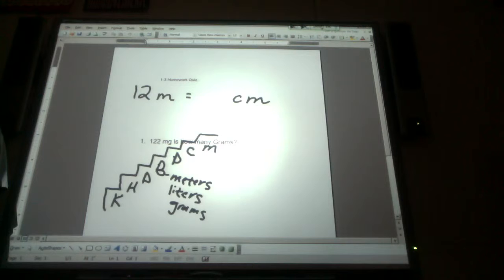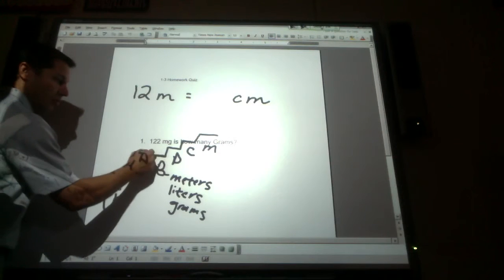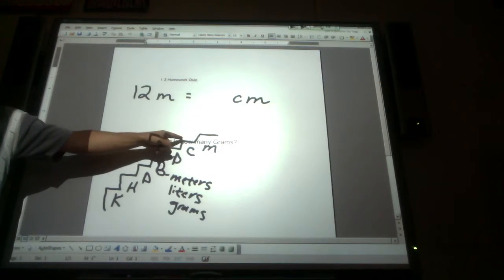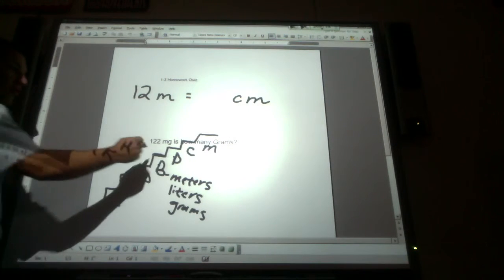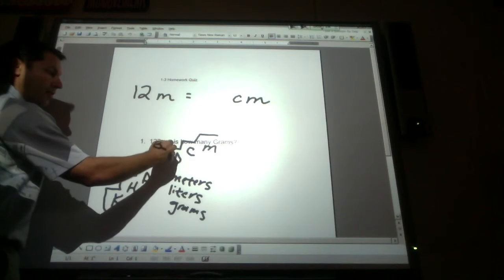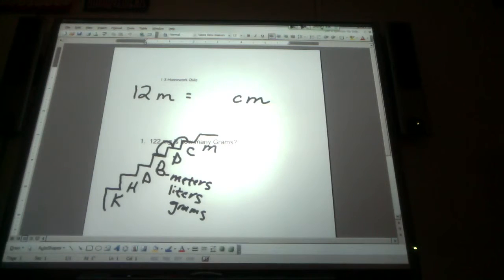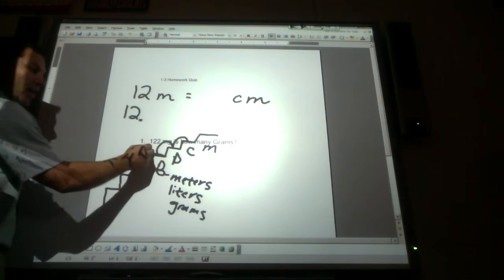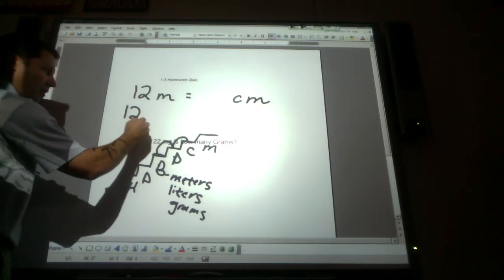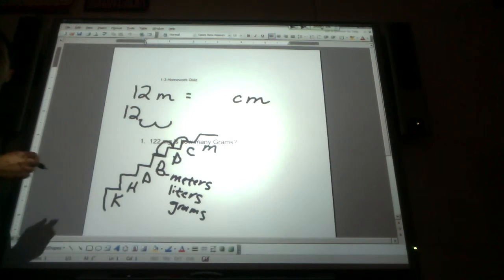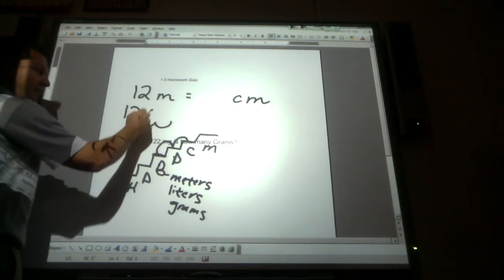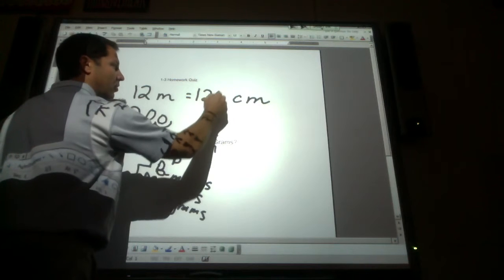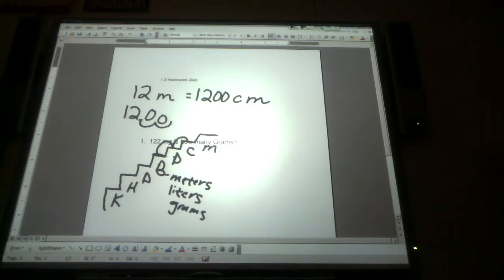All right? Now, we're going to start right here at the base, and we're moving up to centimeters. So by using this chart, we can take our decimal point and move it 1, 2 spots. So I can take my 12, and the decimal point's right here, and you can see I'm moving this to the right, so I'm going to move it 1, 2 spots. Does that make sense to everybody? I fill in the zeros, and now I know that 12 meters is equal to 1,200 centimeters.